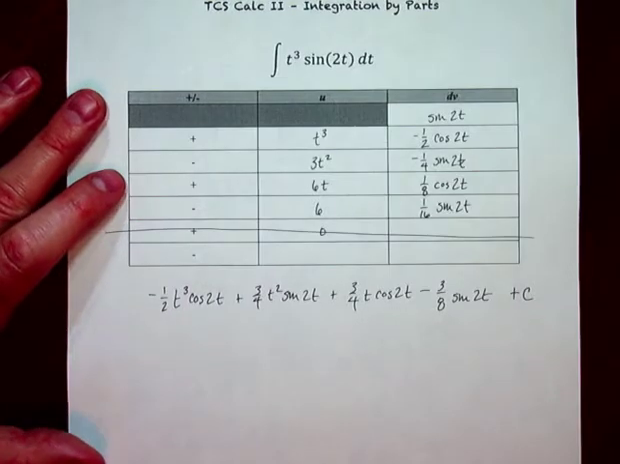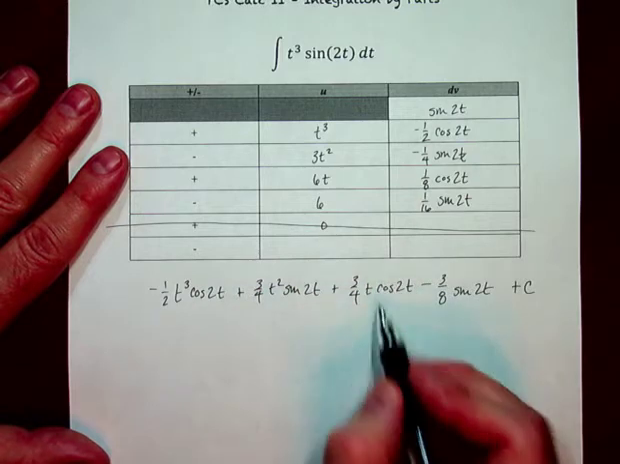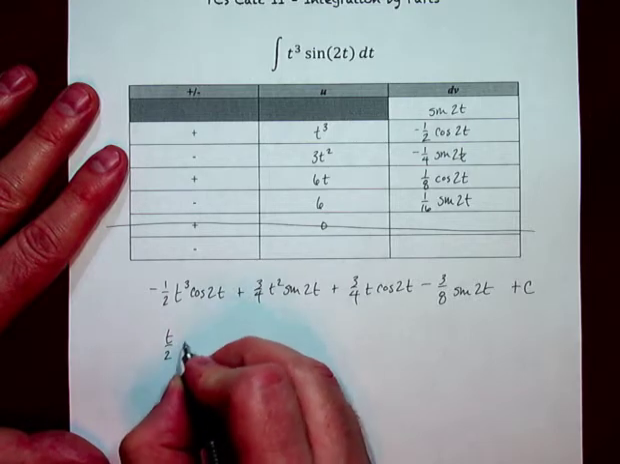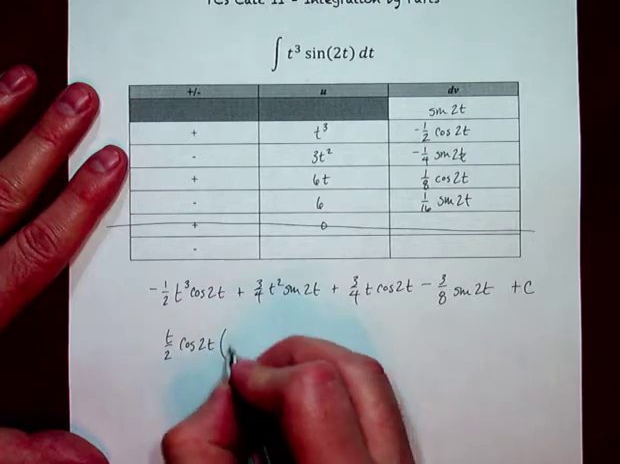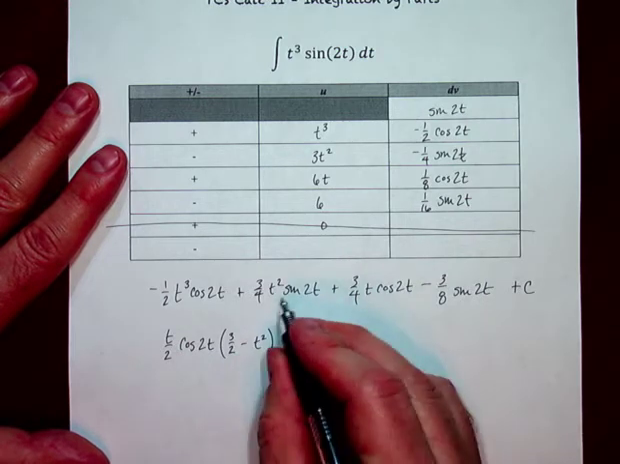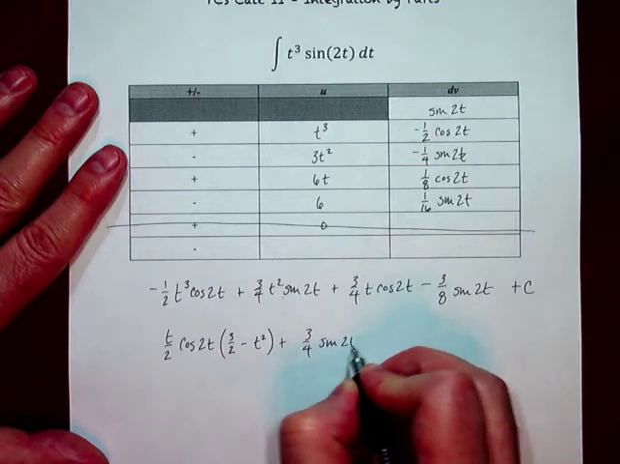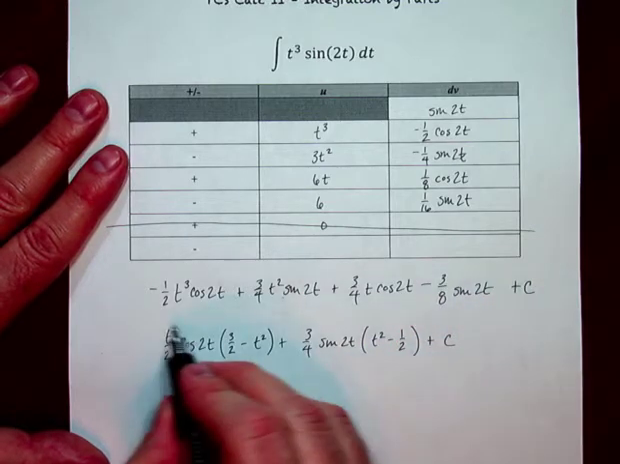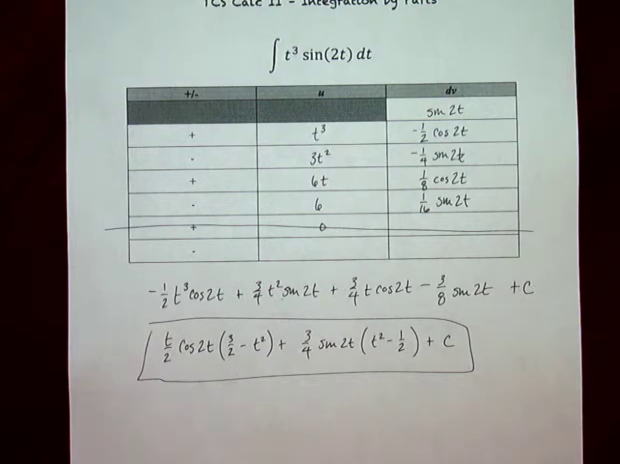And that's it. And if you wanted to, you could clean this up a little bit and combine the cosine 2t with the cosine 2t. So you could do something like t over 2 cosine 2t, and what's left is 3/2 minus t squared. And then you could factor out from both of the sine 2t's 3/4 sine of 2t, and what's left is t squared minus 1/2 plus c, just to make it look more aesthetically pleasing or whatever.